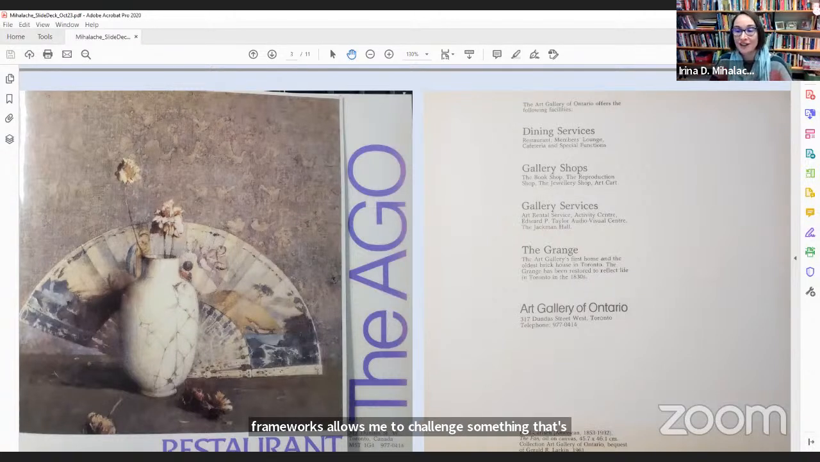frustrates me in academic literature, but also in professional practice, which is a hyper abstract thinking around museums that tends to frame these institutions as ideological, monolithic entities that are unable to change, rather than places where people come and work on a daily basis. And some of these people happen to be culinary professionals.